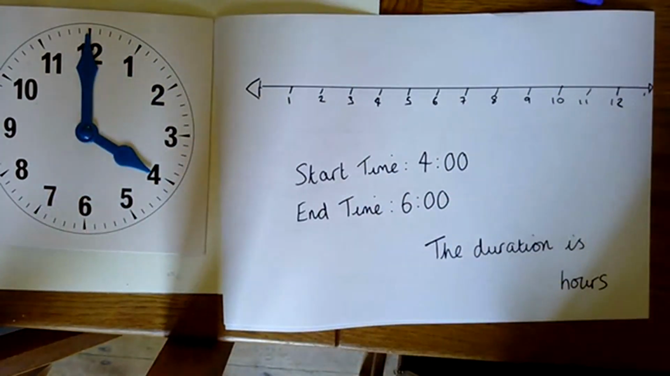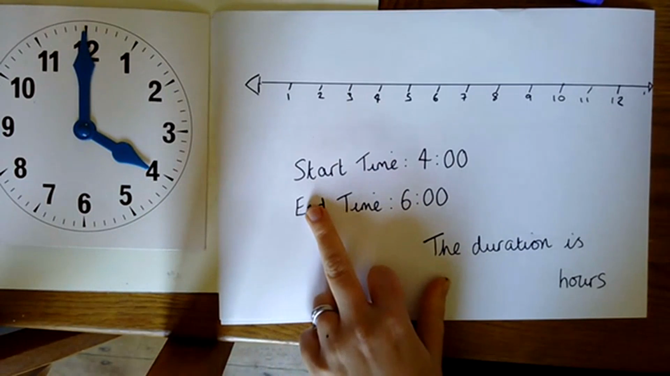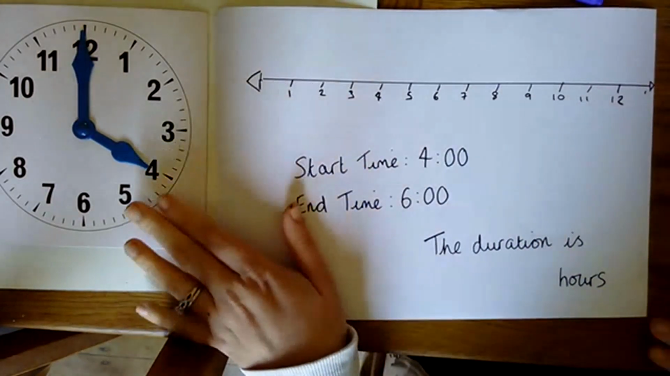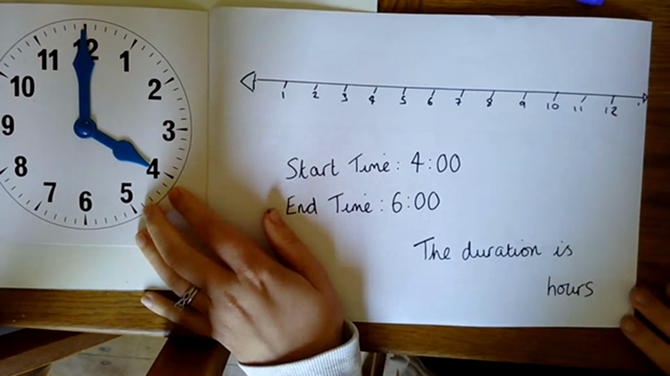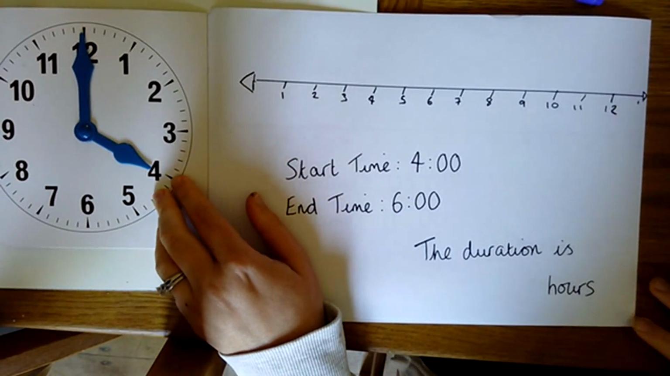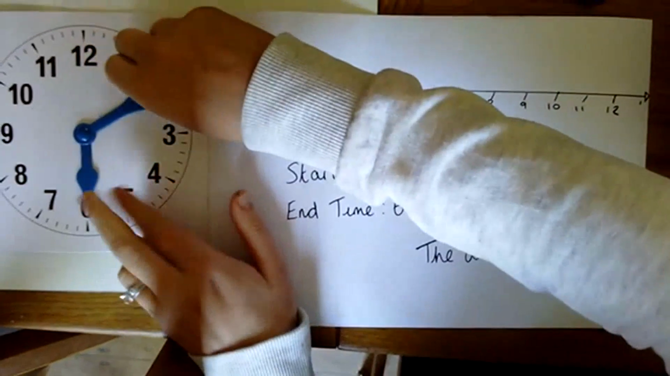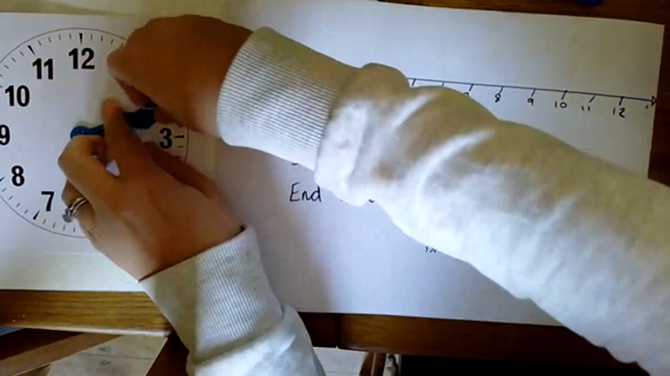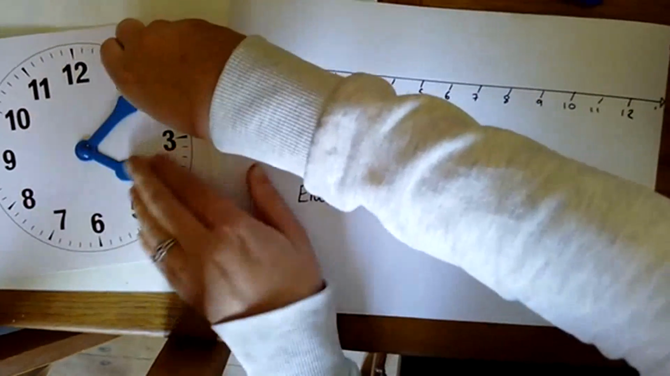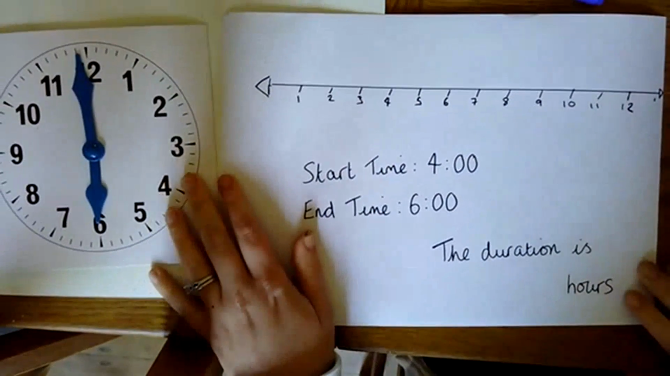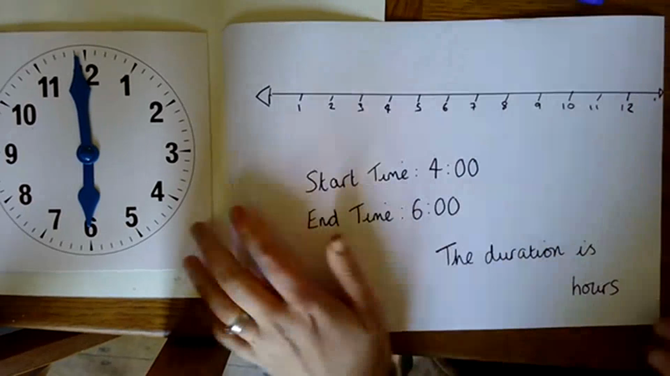So I have my start time and my end time. When we're looking at duration, we're always going to be given a start time and an end time. It doesn't matter what the event is. So on my clock here, I have my start time. My start time is 4 o'clock. My end time is 6 o'clock. So on my clock, the hour hand is going to go around twice until I get round to 6 o'clock. That might help you.